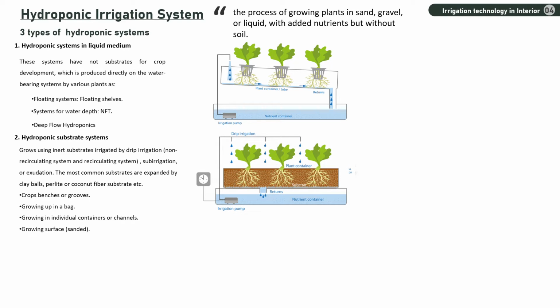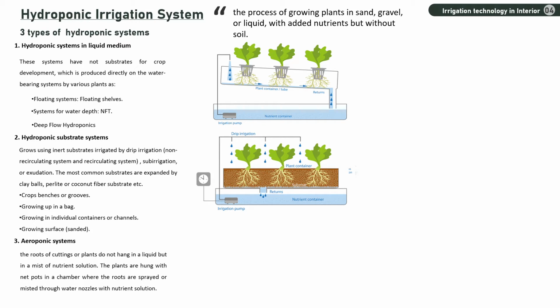Another example is the recirculating system, in which the nutrient solution is collected and returned to the plants via a pump. By this, resource consumption is much lower. The sprinkling frequency is adapted to the needs of the plants and controlled by a timer. So lastly, we have the aeroponic systems.